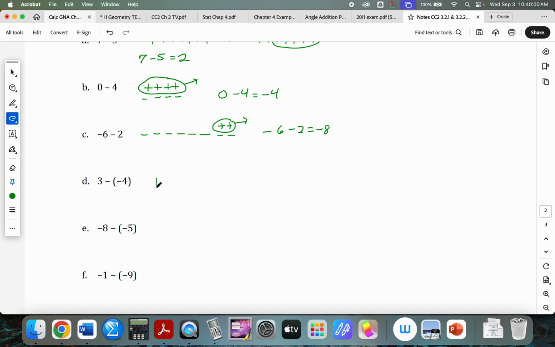I'm supposed to start with positive 3. And then I'm supposed to subtract 4 negatives. Well, in order to subtract 4 negatives, what else do I need to do? Add on 4 more positives. Subtracting 4 negatives means I needed to add on 4 positives. And this gives me 3 minus negative 4 is 7.